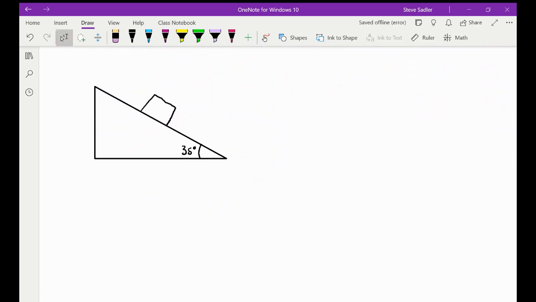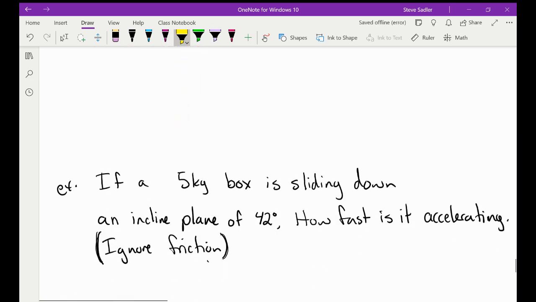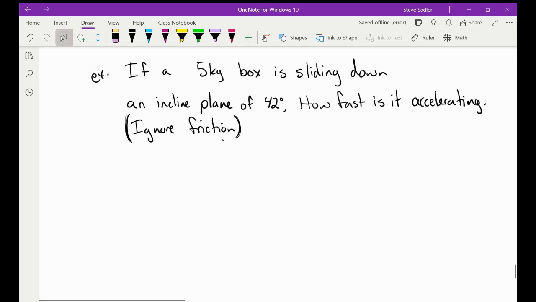Now we have normal force, force of friction, force of gravity y, force of gravity x. So we have to do a little bit of trigonometry, and this is where this 35 degrees is going to come into play. So let's actually do a problem, and we'll see what's going on here.